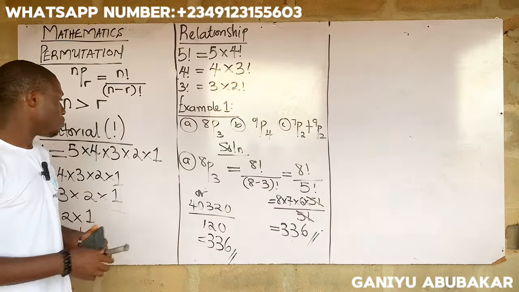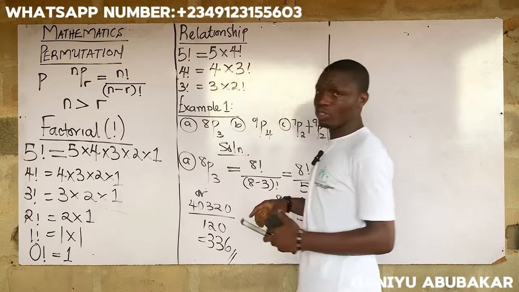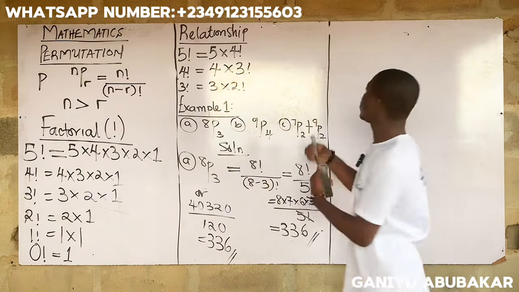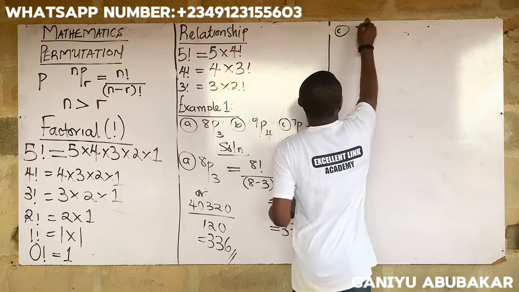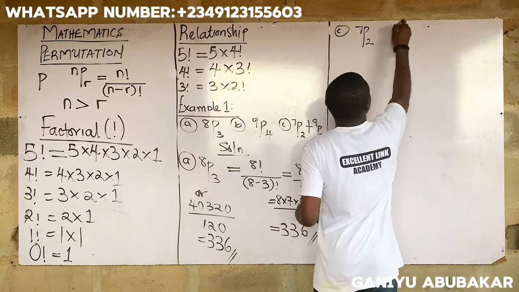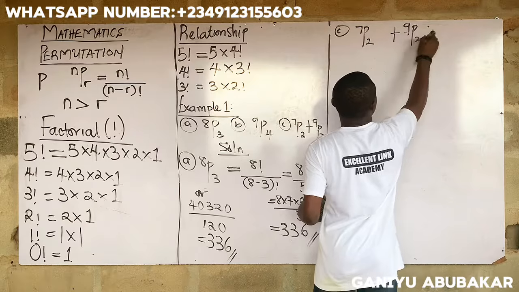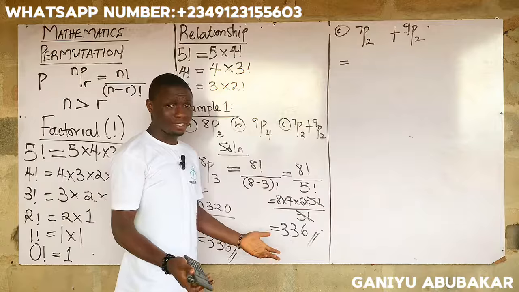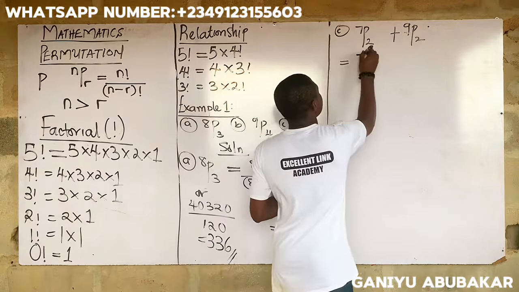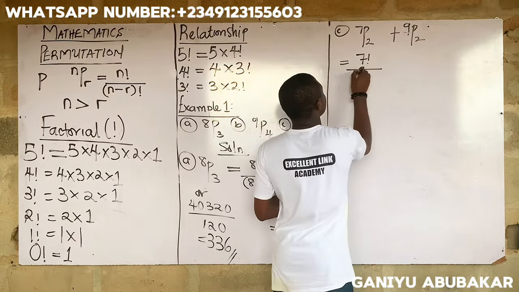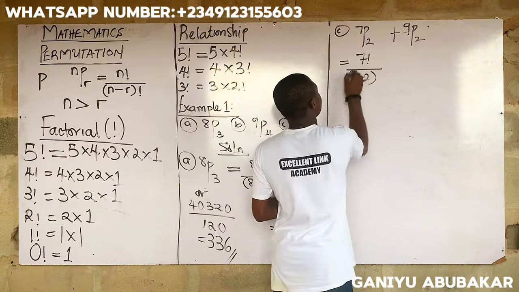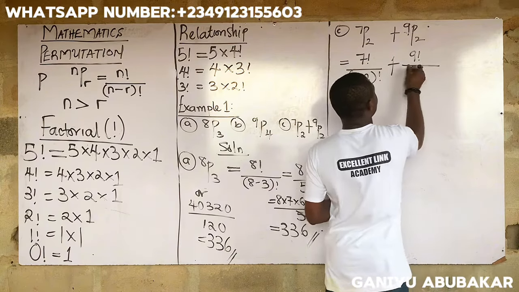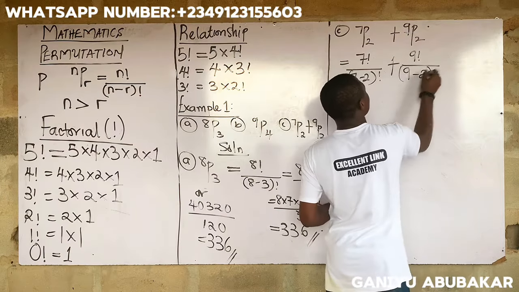So try doing B for me and put your answer in the comment section. Let's do C. For C, I have 7 permutation 2 plus 9 permutation 2. How do we solve this? It's quite a simple task. This becomes 7 factorial all over 7 minus 2 factorial, plus 9 factorial all over 9 minus 2 factorial.